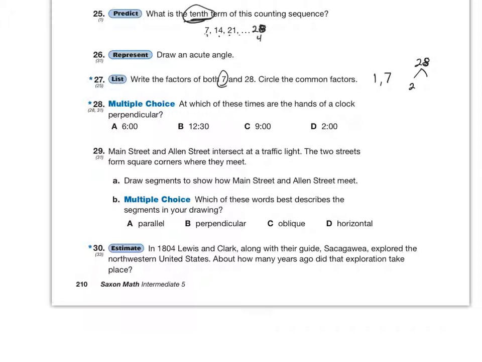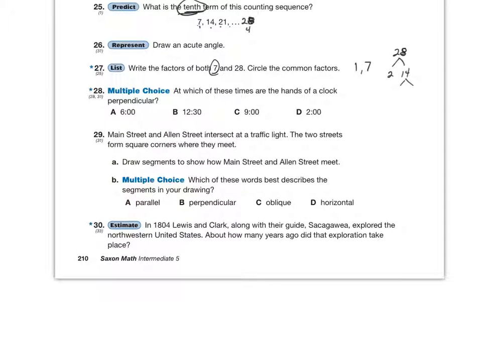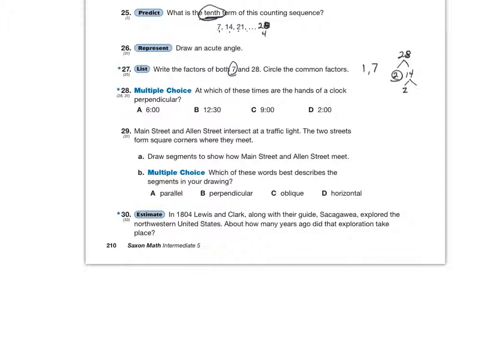There are 2 and 14, and then 2 doesn't break down anymore, but 14 does. So I'll let you finish that, and then you write down, and then you only need to write down the 2 once. You don't have to write it down twice because it's 2 times something for 14, all right?